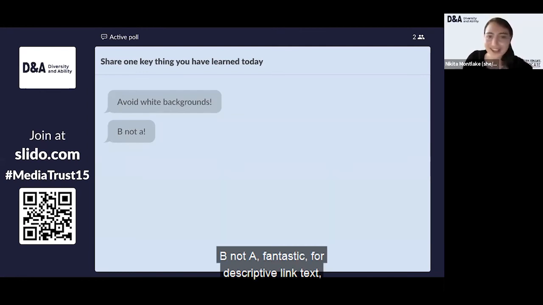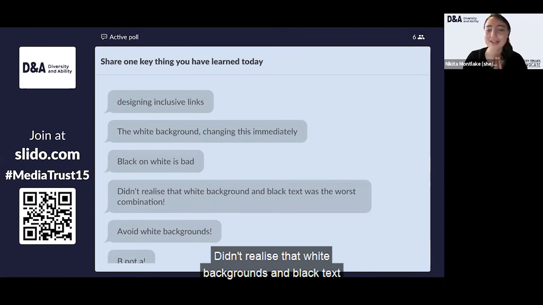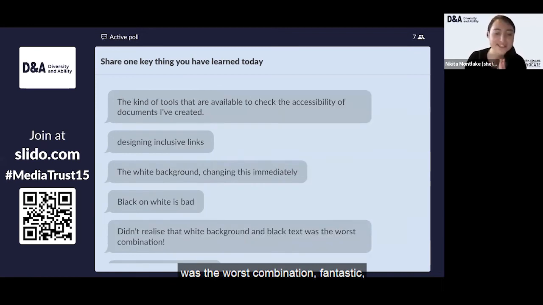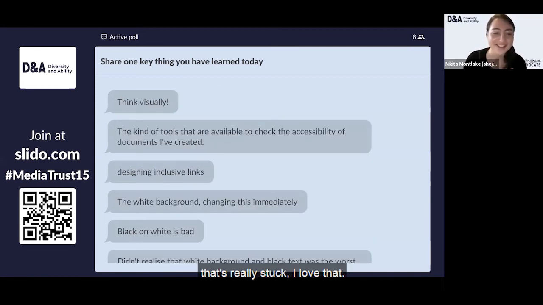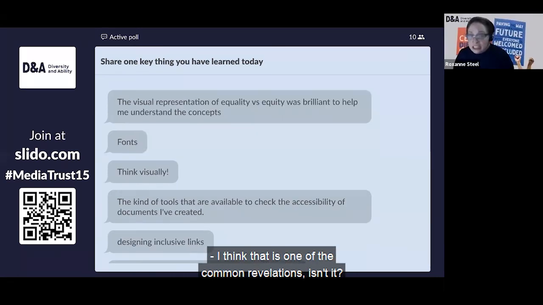B, not A, fantastic for descriptive link text. Avoid white backgrounds. Thank you so much. That makes me so happy to see. Didn't realize the white backgrounds and black text was the worst combination. Fantastic. That's really stuck. I love that. I think that is one of the common revelations, isn't it?